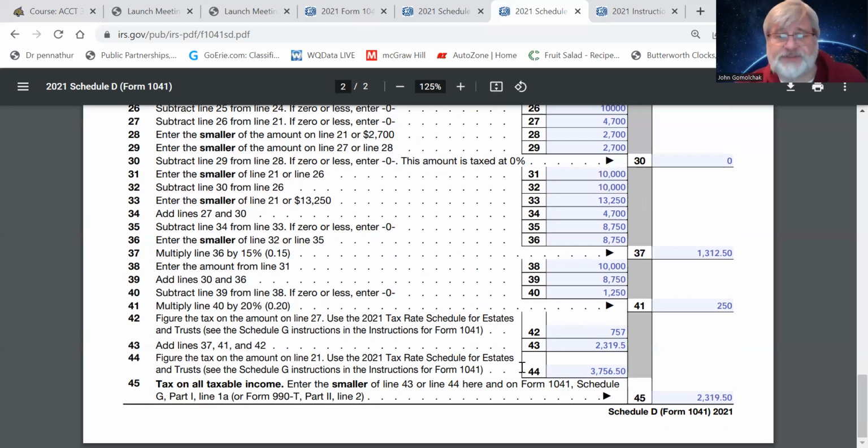I think it's just to prove to us that we're getting a break. If we would have calculated the tax on all of our money at just the tax rate schedule for the fiduciary tax form, the 1041, we would have paid the $3,700 in tax. Choose the smaller one. Obviously, it's going to be the one where we got the preferential rate, the 43. So we're going to pay $2,319.50 on that income. Okay, we're happy about that, aren't we? That ends up going to line 1 on Schedule G, which is on page 2 of the 1041.